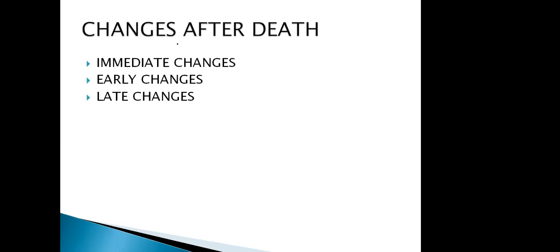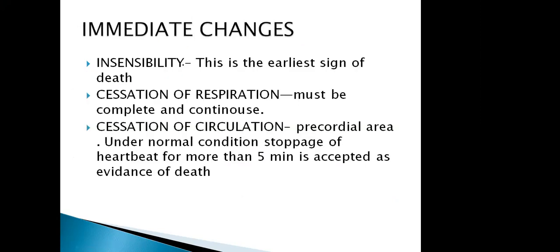Now this is the best and most important topic in forensic medicine, called changes after death. Changes after death we divide into three: immediate changes after death, early changes after death, and late changes after death. What are the immediate changes? These are insensibility, cessation of respiration, and cessation of circulation. The earliest sign of death is insensibility. There is cessation of respiration, which must be complete and continuous. Then cessation of circulation. When examining the precordial region under normal conditions, stoppage of heartbeat for more than 5 minutes is accepted as evidence of death. So the immediate changes are insensibility, cessation of respiration, and cessation of circulation.